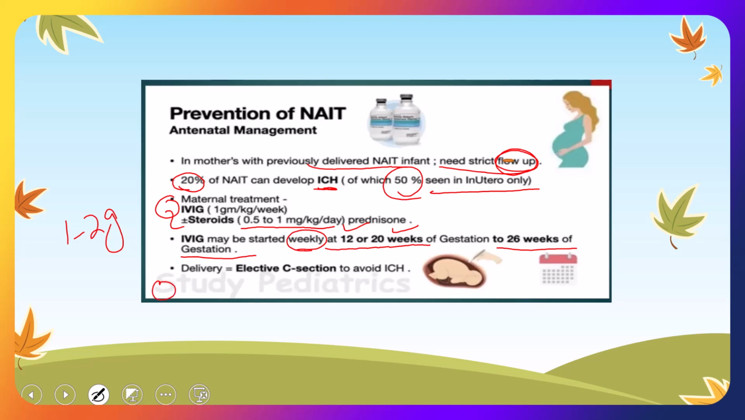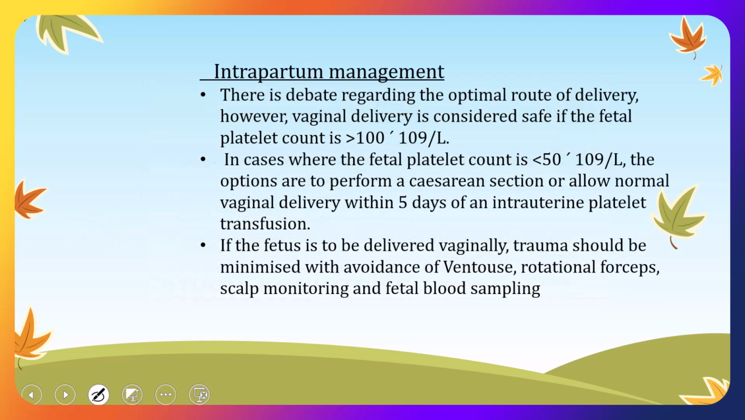And what about the mode of delivery to prevent the baby from intracranial hemorrhage if the baby is suffering from alloimmune thrombocytopenia? The best mode of delivery for this fetus is elective C-section to avoid intracranial hemorrhage. So the intrapartum management of a patient in this pregnancy having a history of neonatal intracranial hemorrhage in the previous pregnancy includes the optimal route of delivery. However, vaginal delivery is considered safe if the fetal platelet count is more than 100. So this could be your question.